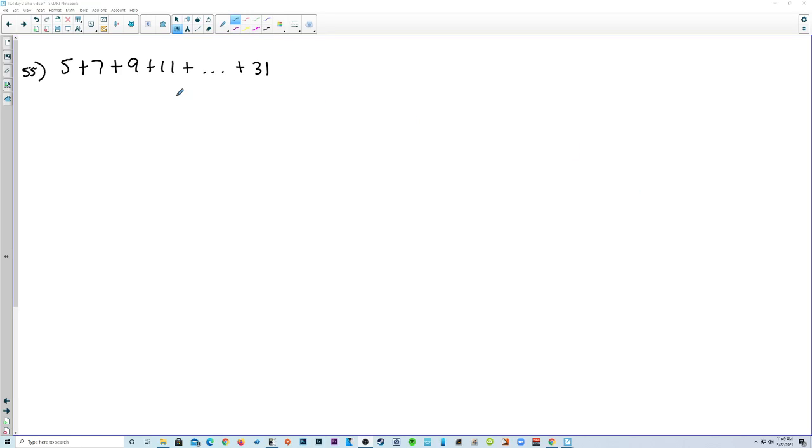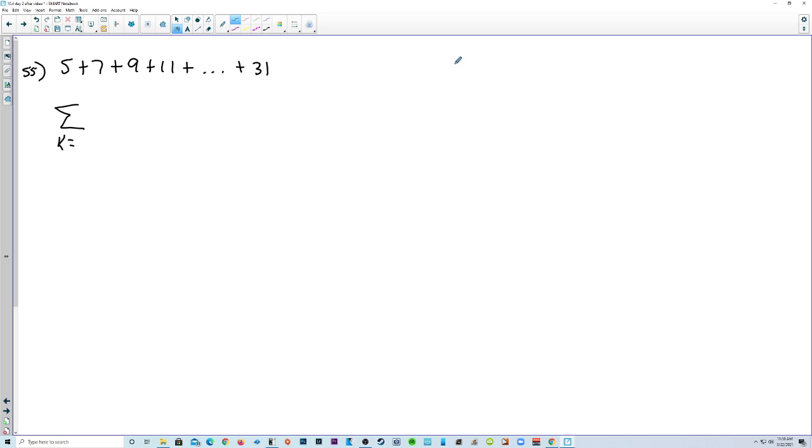Here's number 55, and notice that on 55, it's the odd numbers, 5, 7, 9, 11, all the way to 31. So let's do this. It says use k for the index of summation. Express each sum using the lower limit of summation of your choice and k for the index of summation. So we're going to go k is equal to, and it's like they're saying choose where you want to start. And we could start, well, anywhere we want.